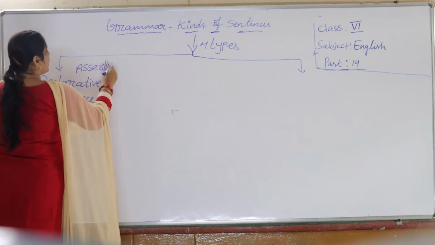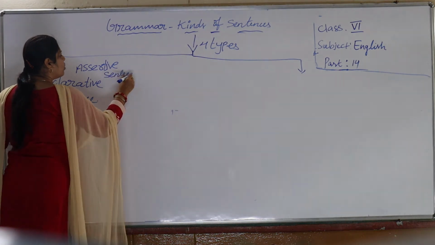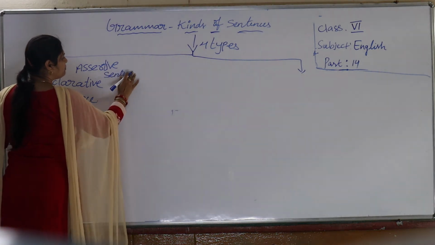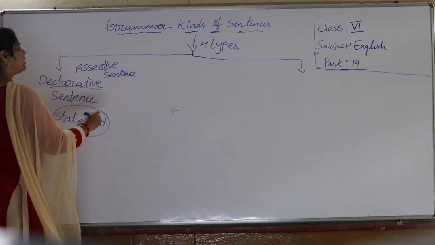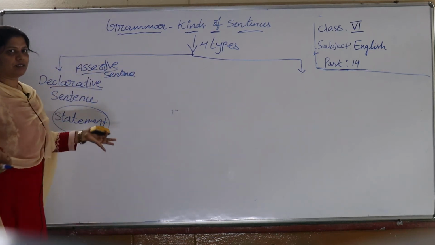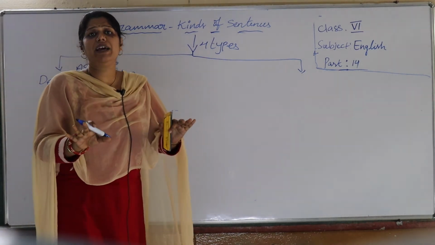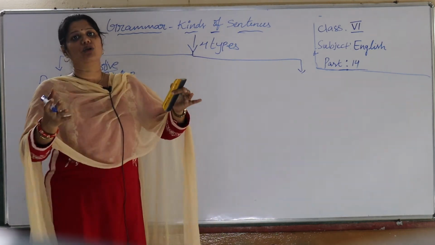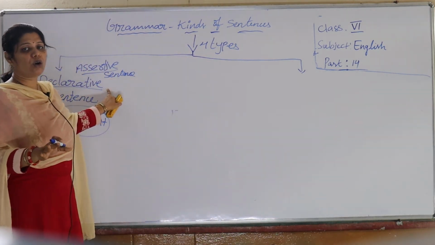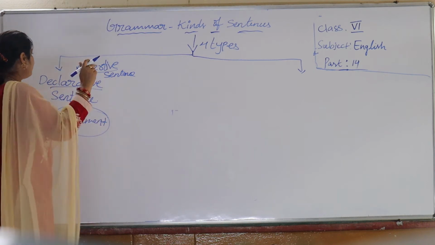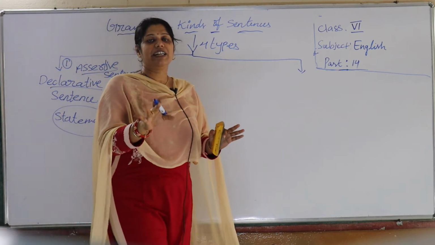This declarative sentence is also known as an assertive sentence. Children, declarative sentence is also known as assertive sentence. So don't get confused that teacher said declarative, but somewhere I read about assertive. Yes, so you can use 2 names, but you must be aware of both the names. What is it? The first kind of sentences, declarative sentence or assertive sentence.